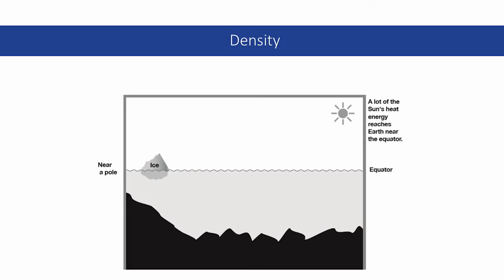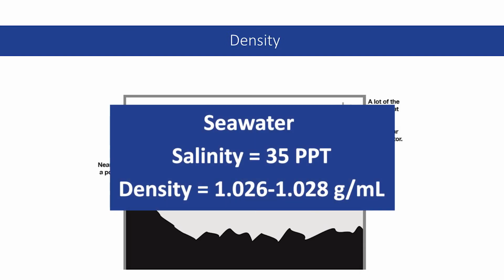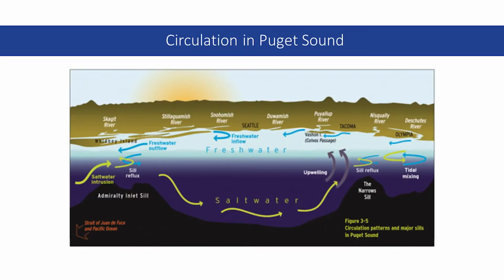Typically, seawater has a salinity of 35 parts per thousand and a density between 1.026 and 1.028 grams per milliliter. Ocean currents are large-scale water movements that occur at the surface and in the depths of the ocean.